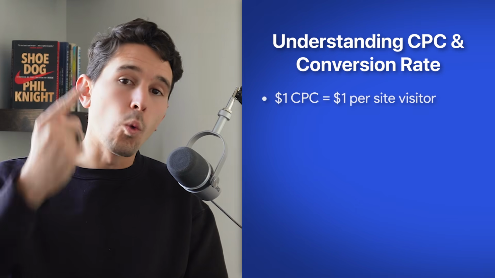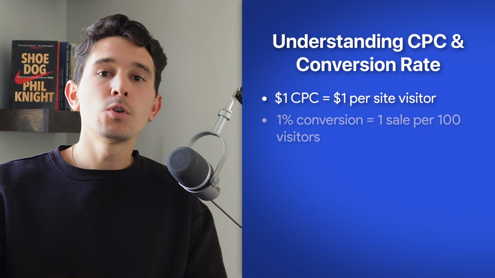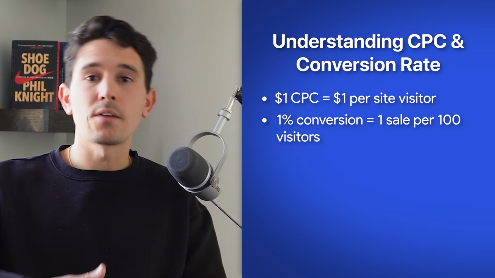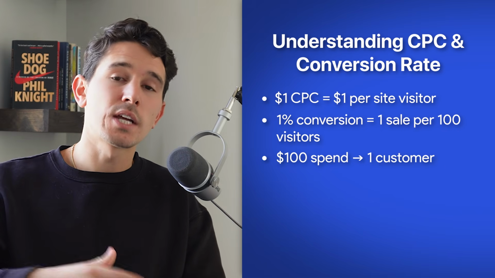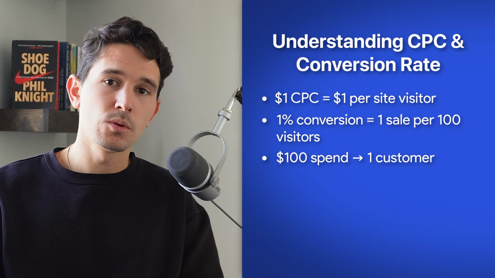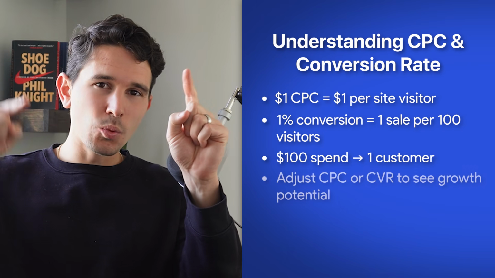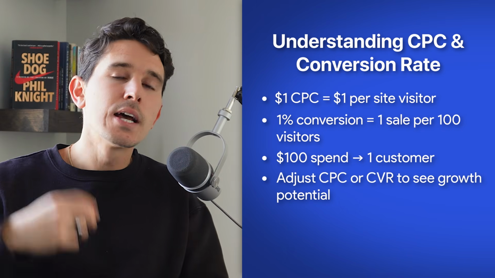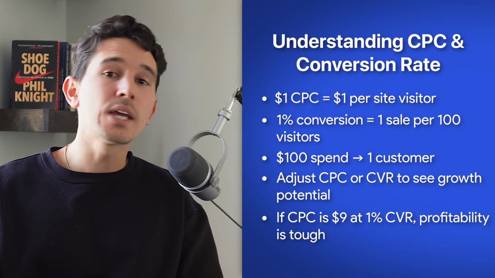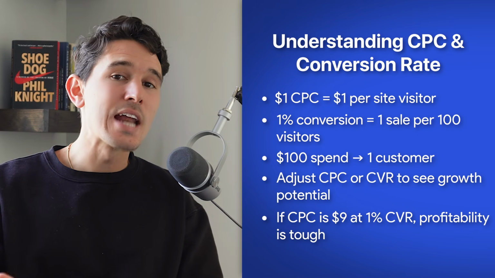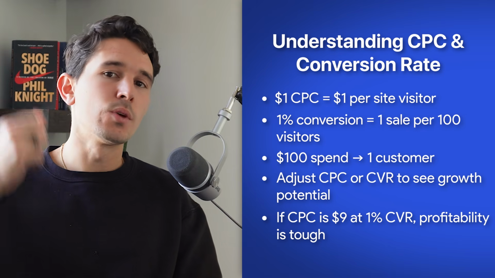For example, if you have a $1 cost per click, that means it's going to simply cost $1 to get someone to your site. And if you have a 1% conversion rate, that means that 1 out of every 100 people that visit your site actually convert. So what this means is you'll spend $100 to get 100 people to your site, and one of those people will convert. You'll spend $100 to acquire that customer. And you could probably see how you could tweak those CPCs or those conversion rates to actually understand what is possible for your business. Because if you know cold traffic converts only at 1%, but your cost per clicks are $9, you're going to have a really hard time making money unless your average order value is really, really high.